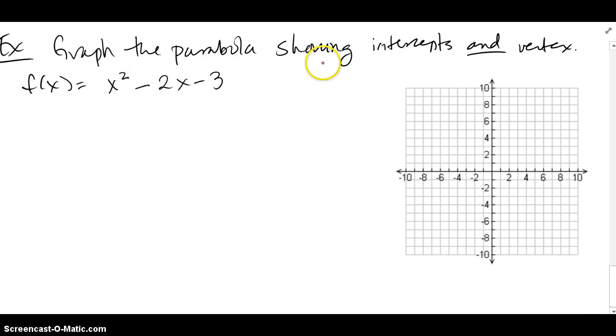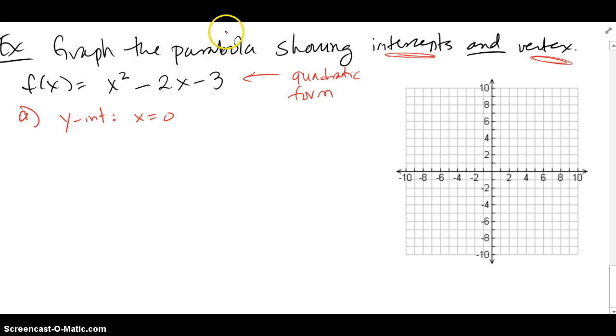Okay, I'm supposed to graph this parabola showing the intercepts and the vertex. So I have to have an accurate graph, not just a quick sketch. Now remember this is in quadratic form. So I don't have the vertex right off the bat, but I do know that I have the y-intercept, because if I make x 0, the y-intercept is always going to be that last number, which is negative 3. So the y-intercept is (0, -3).